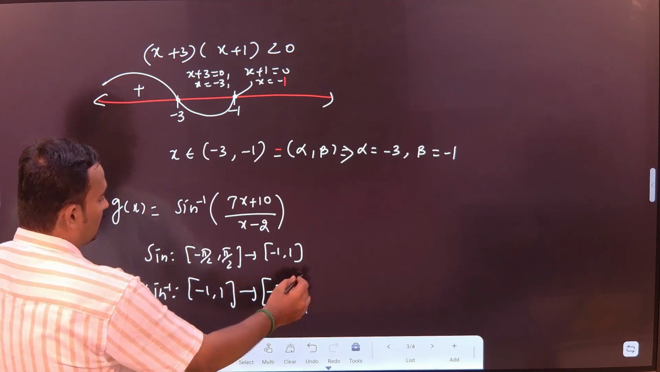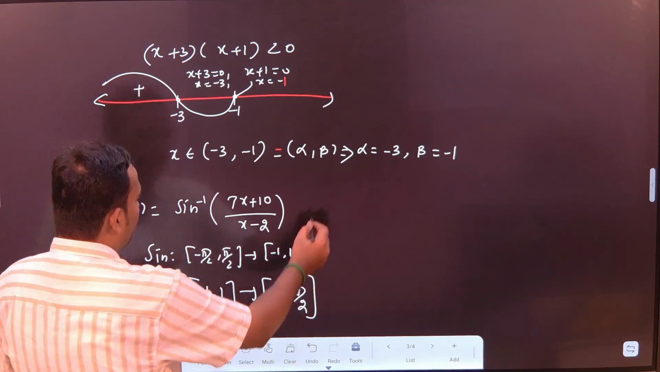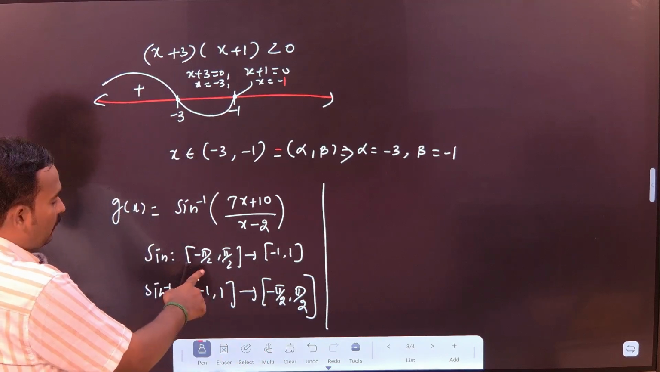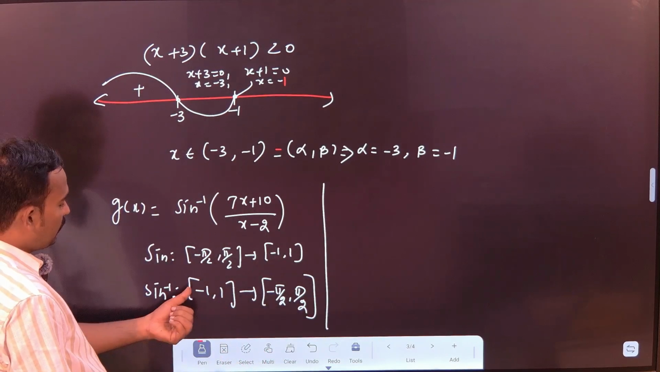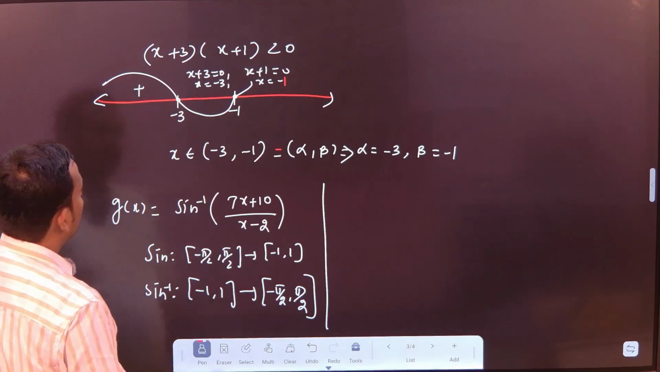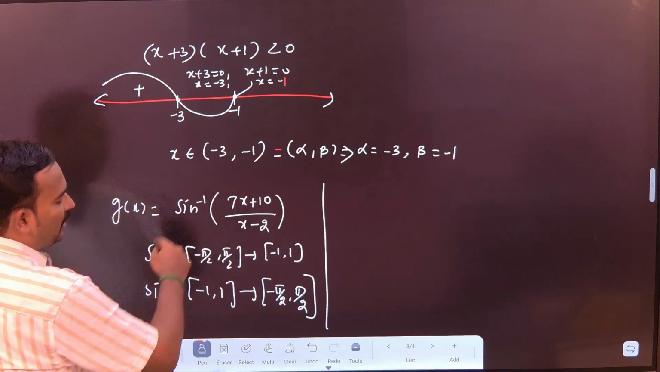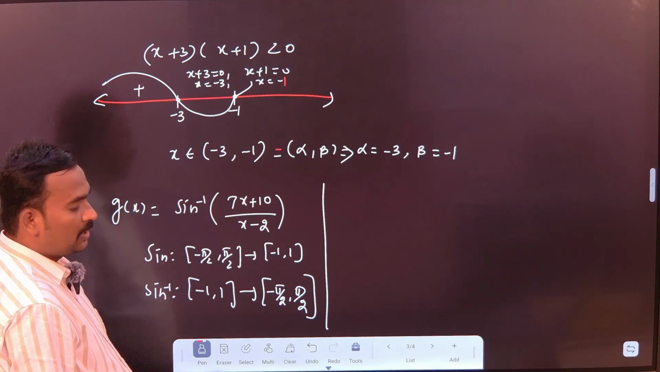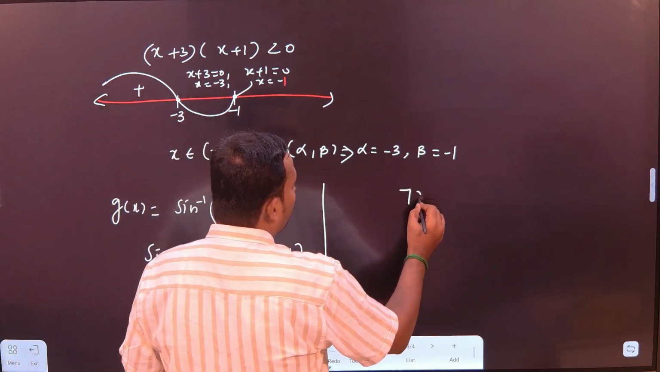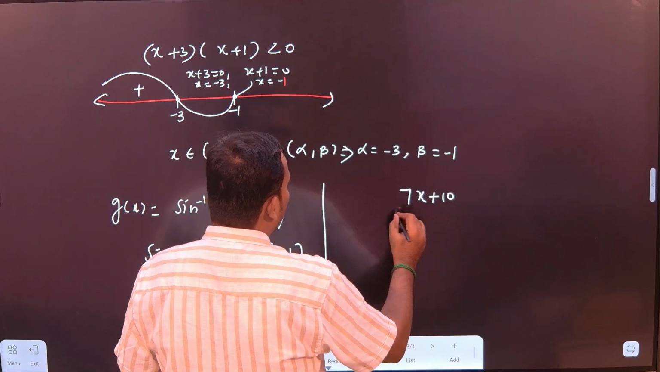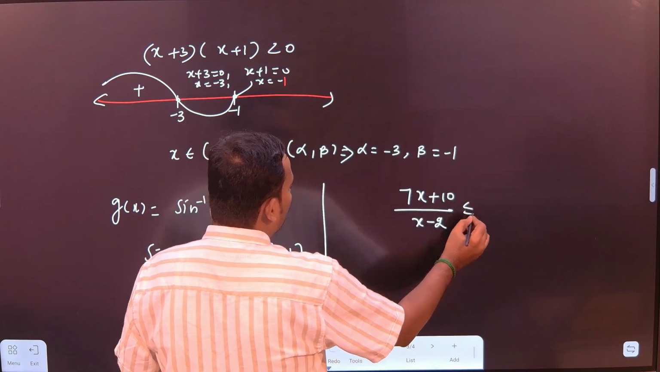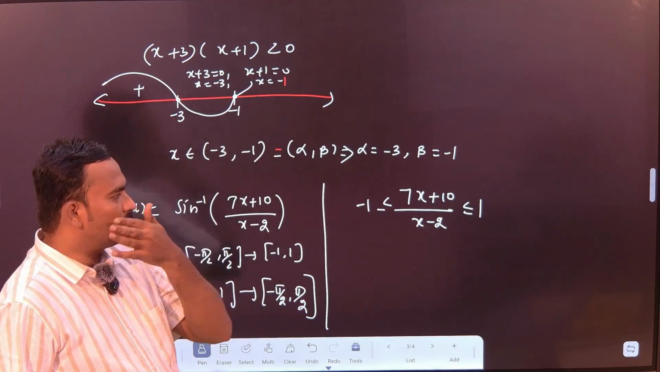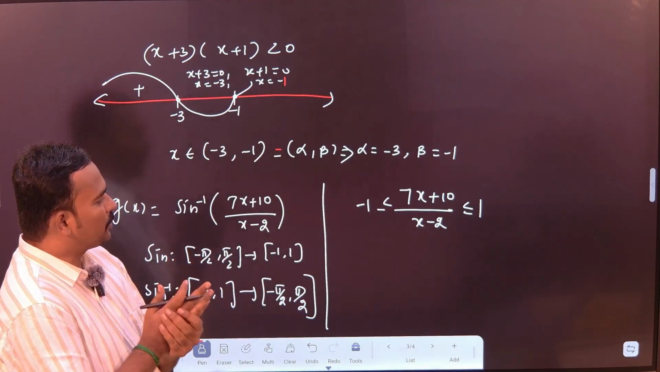Okay, fine. Now the sine domain is minus pi by 2 to pi by 2. The sine inverse domain is minus 1 to 1. Here the input of sine inverse is (7x plus 10) divided by (x minus 2). That means (7x plus 10) divided by (x minus 2) lies from minus 1 to 1. Now you can start to solve this inequality.